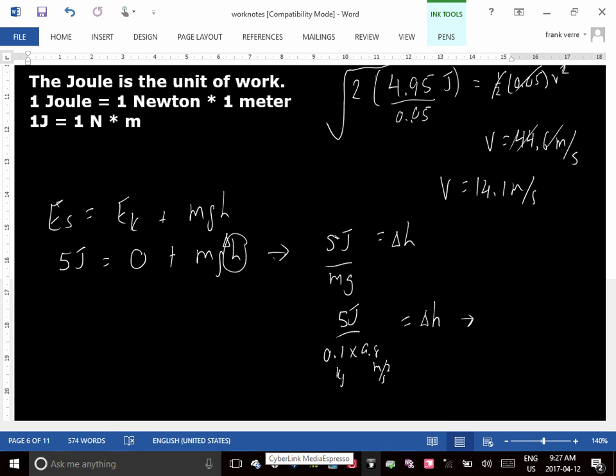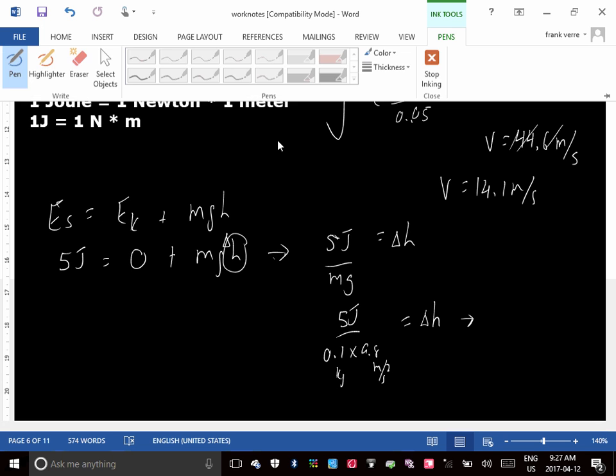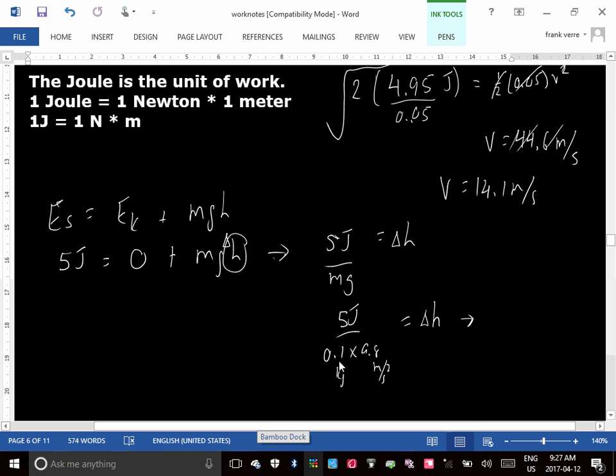That's pretty cool. Okay. So, it's basically 5 over 1, because 0.1 times 9.8 is very close to 1. So, it's very close to 5 meters. What's the actual answer, though? Oh, is the mass 0.05? So then my answer is not 5 meters.